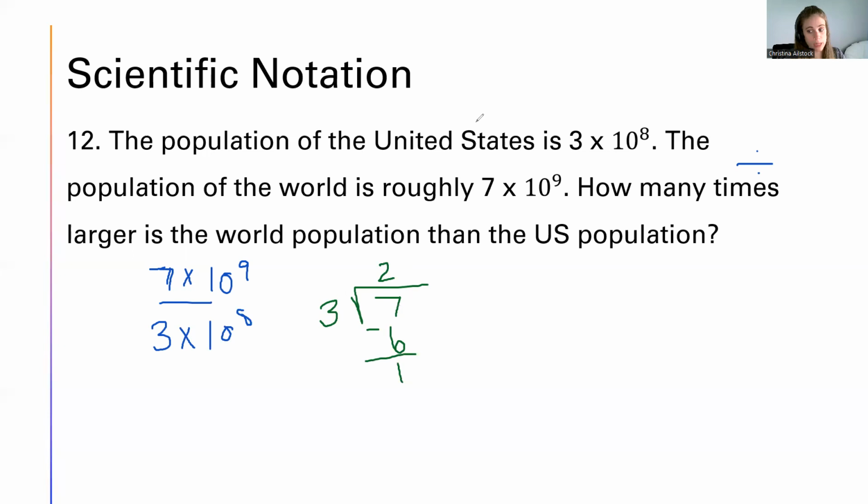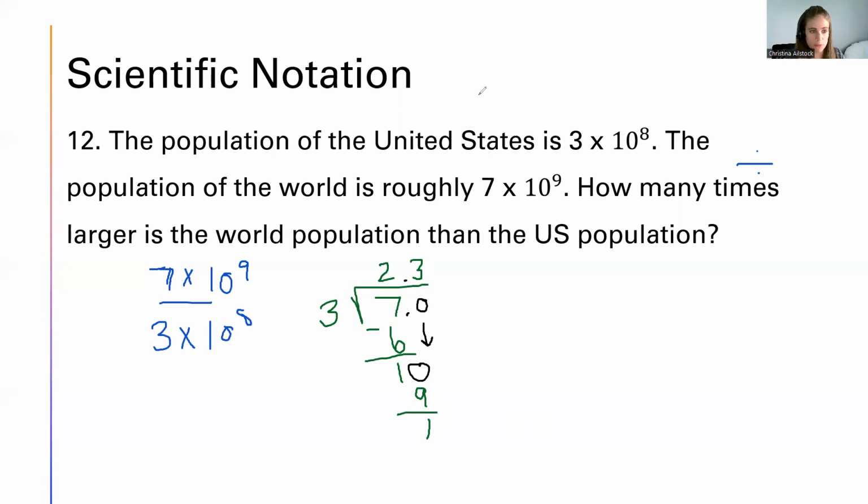Well, we're not being asked to write this as a mixed number. When we think about scientific notation, it's either whole numbers or decimals. So we need to keep going. We add that decimal point and a 0, bring it on down. That gives us 10. How many times can 3 go into 10? It can go 3 times. 3 times 3 is 9, and we get a remainder of 1 again.